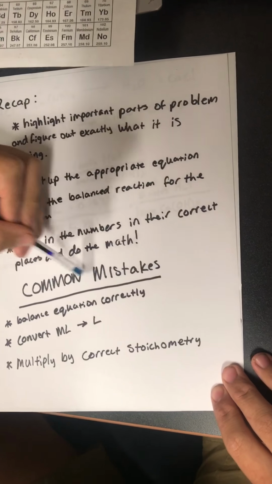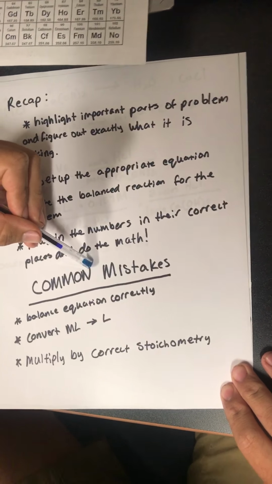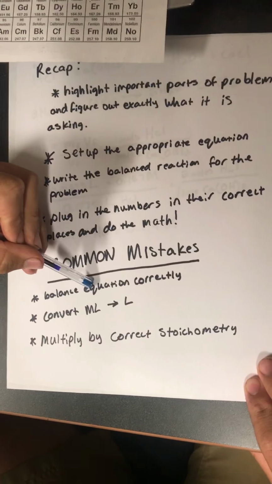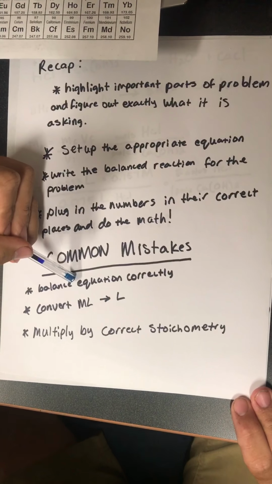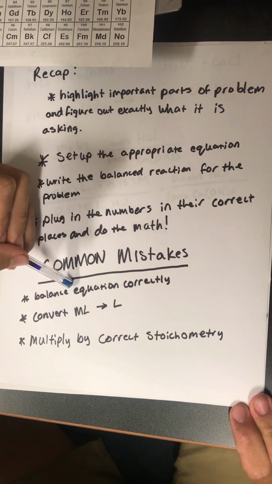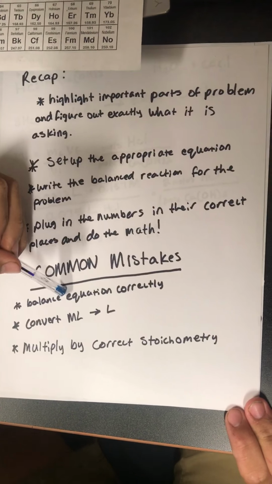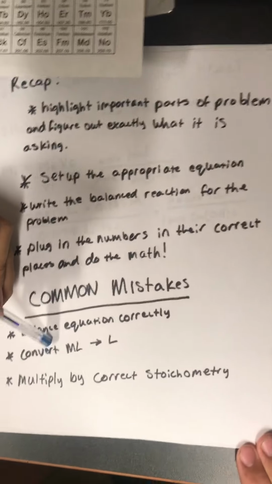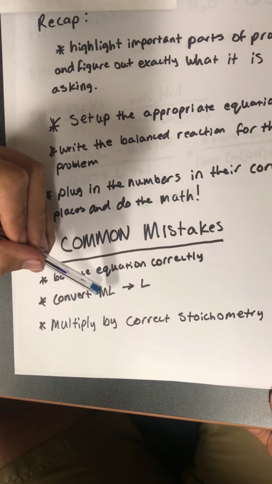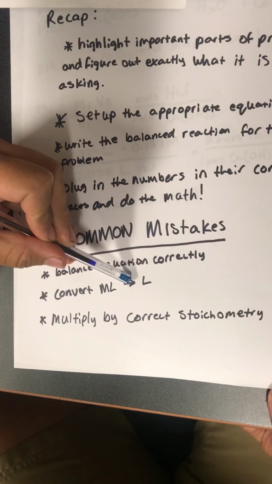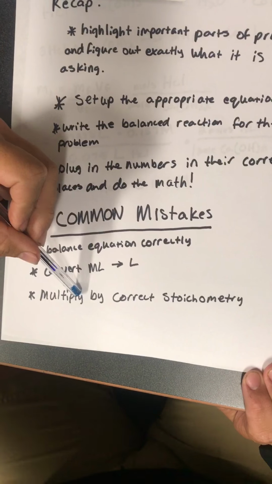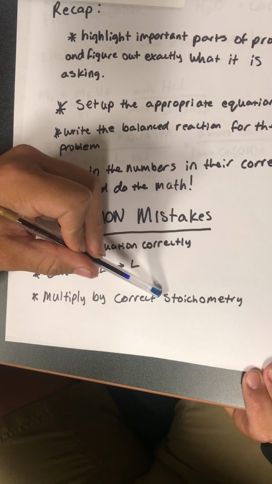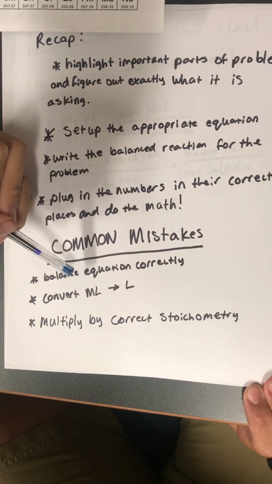Some common mistakes that are often made when doing a problem like this is that the equation is not balanced correctly, but you can make sure it's balanced correctly by counting the number of elements on each side. Another thing that is very important to do is to always convert from milliliters to liters. And then you want to make sure you multiply by the correct stoichiometry, which goes back to making sure your reaction is balanced correctly.